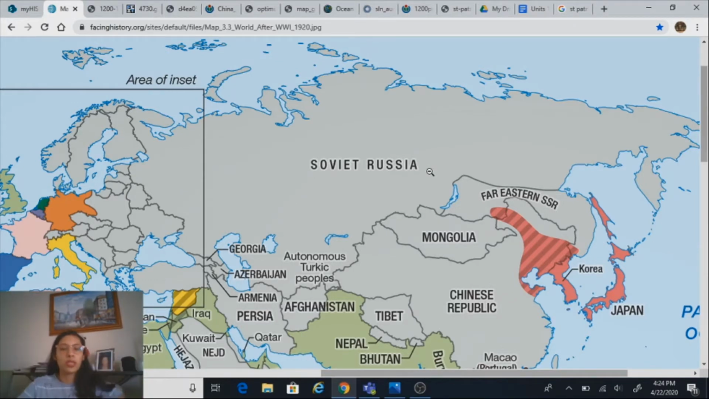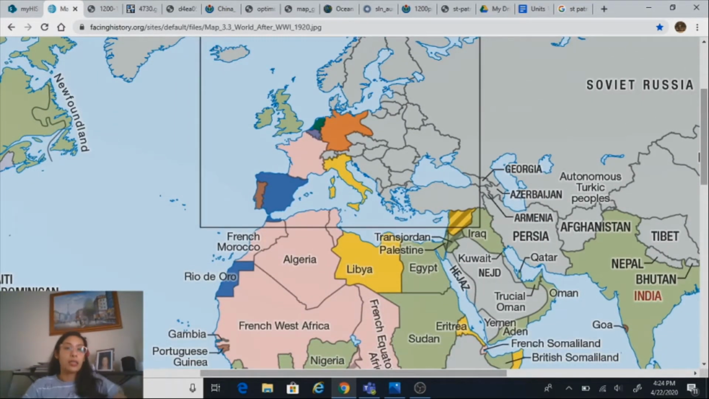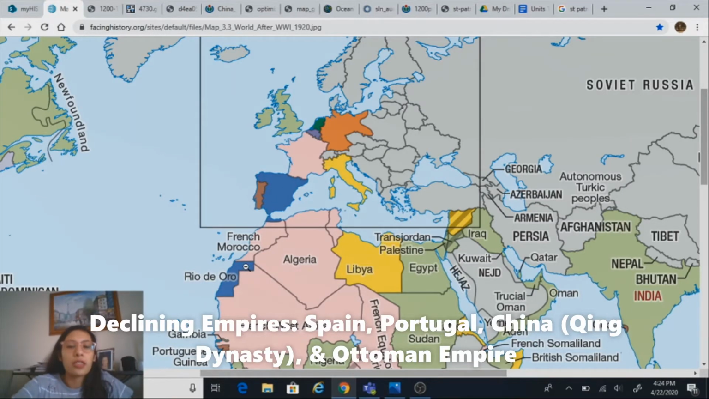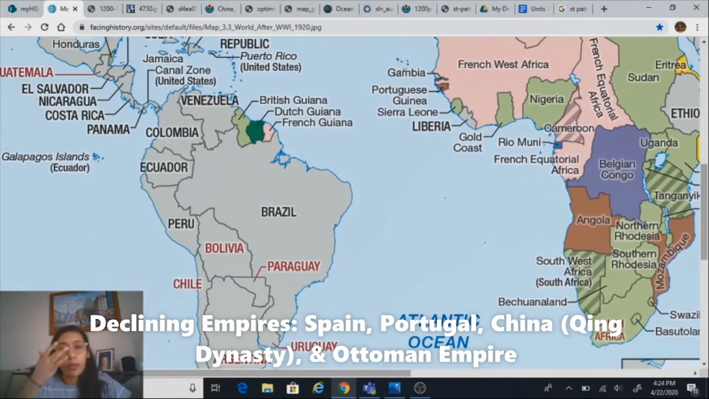This map was dated in 1914 during World War I, so that's why it says Soviet Russia, but just know that Russia's an empire. We're going to see some countries, some empires decline. So they're just going to kind of dwindle and dial down. These are going to be Spain and Portugal. And as you can see, they still have a little bit of colonies in Africa. But ever since they lost their Latin American colonies, they just haven't been the same.